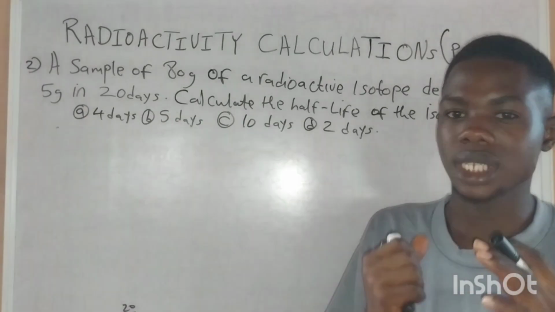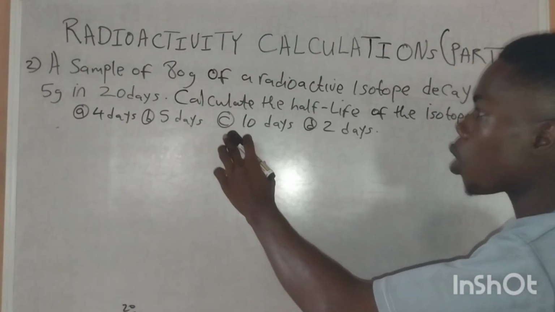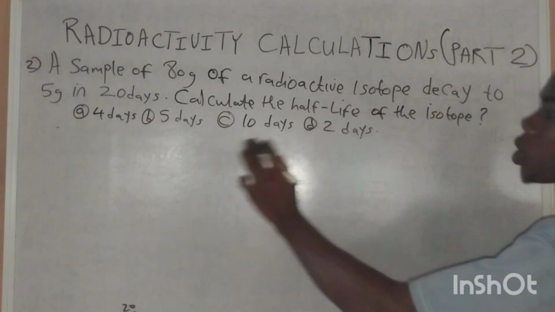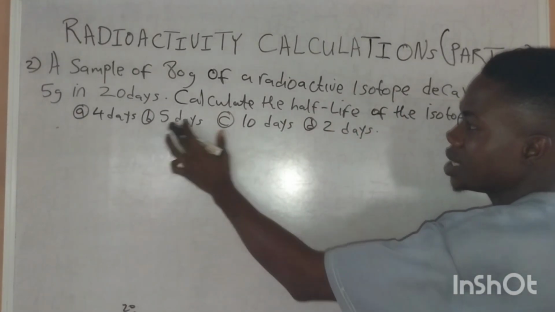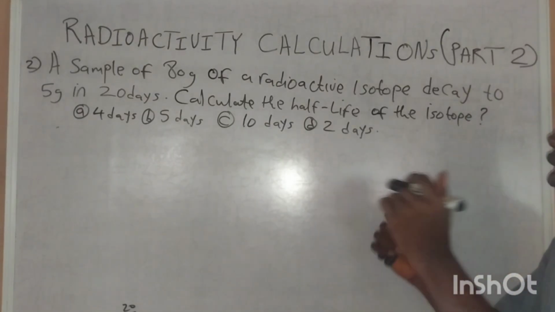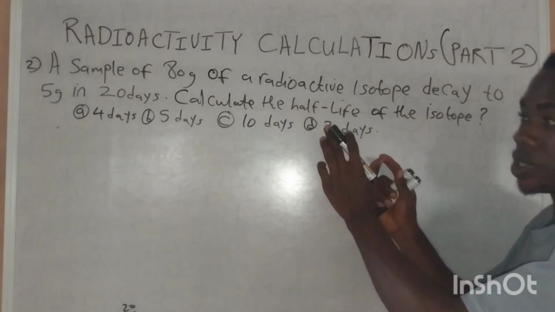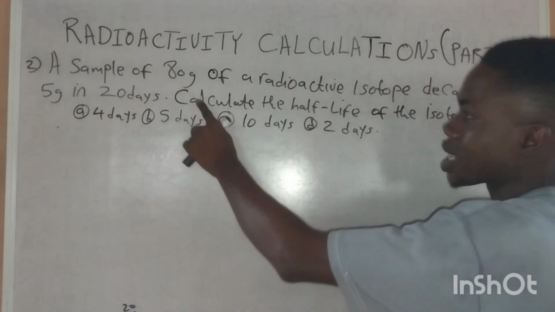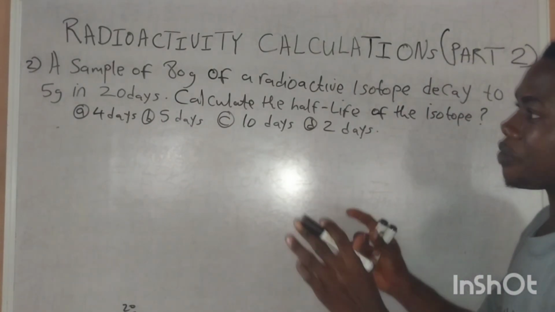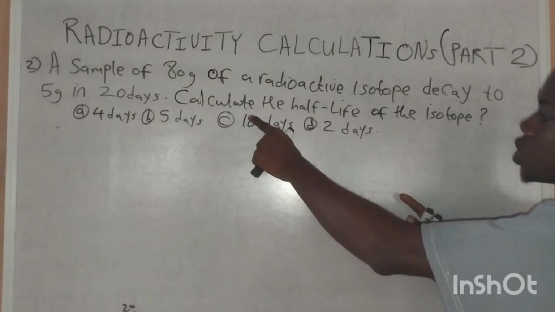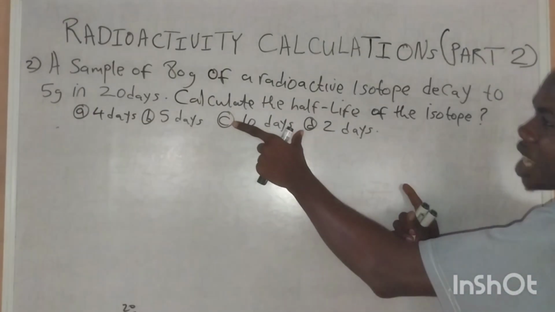The next question says a sample of 80 grams of a radioactive isotope decays to 5 grams in 20 days. Calculate the half-life of the isotope. Now, if you look at this question very well, you'll see mass, because we have 80 grams here and 5 grams here, and gram is a unit for mass. Though the actual question says calculate the half-life, you are seeing grams in this question.